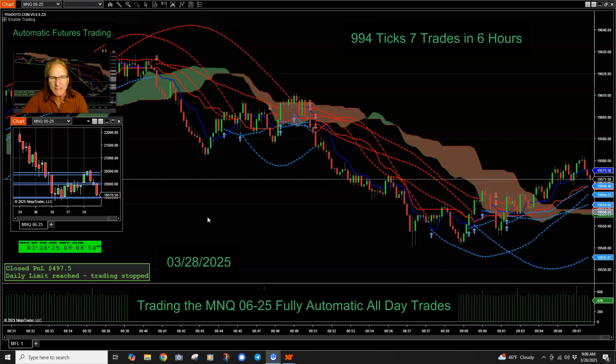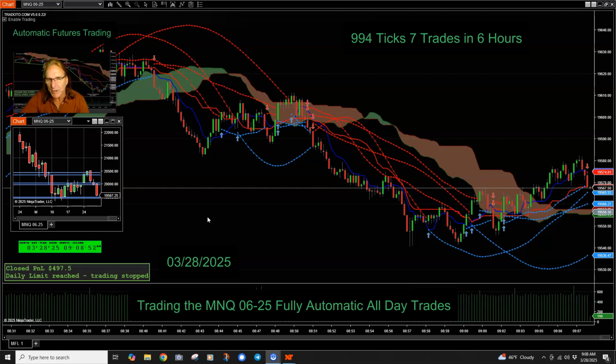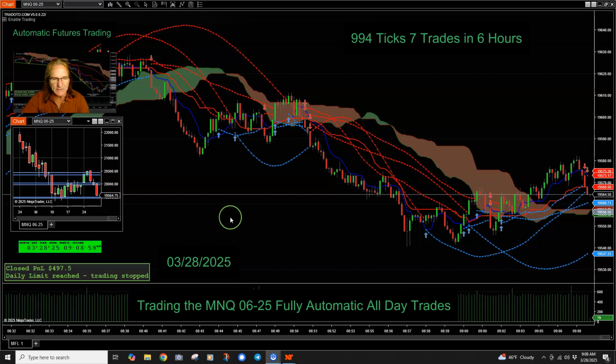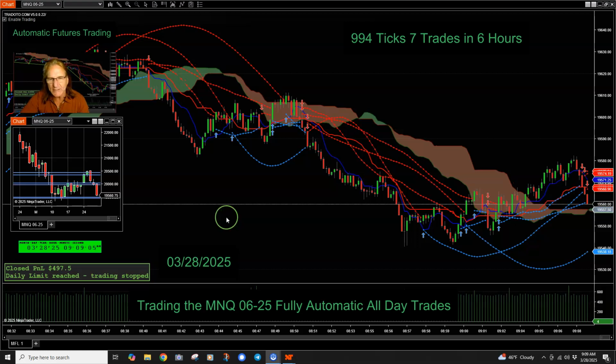Because of the data set, I knew the high probability of the strategy or algorithm that I am trading today. And obviously the data set was right. So this is amazing automatic trading, to get almost 1,000 ticks in just under 6 hours. So let's take a look at the trades.